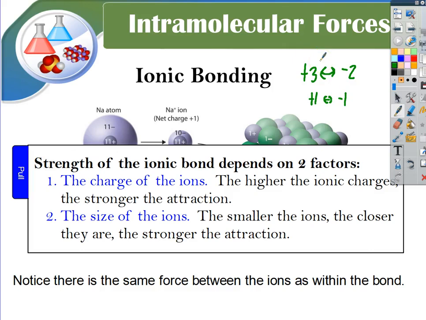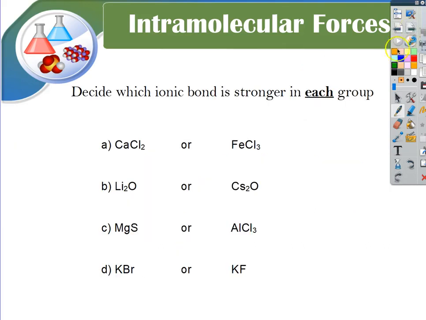And then number 2, the size of the ion. The smaller the ion, the closer they are, so the stronger the attraction. If the molecules are close to each other, there's going to form a strong ionic bond. So let's look at each of them. So how would I know between 2 is it stronger? Okay, is it a stronger ionic bond?